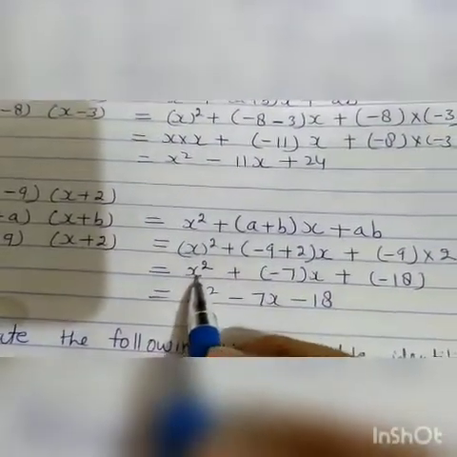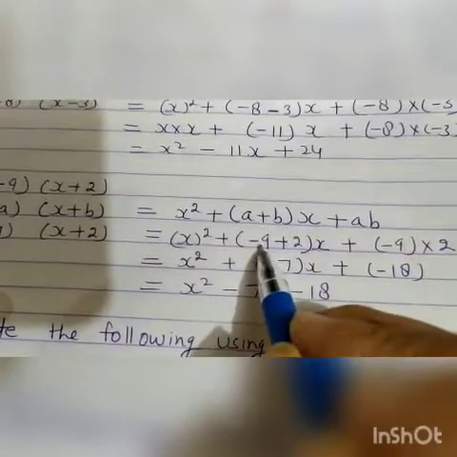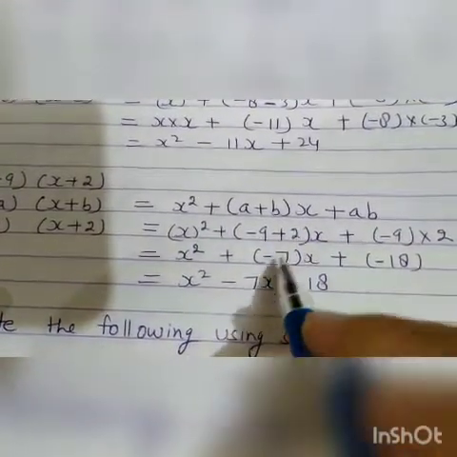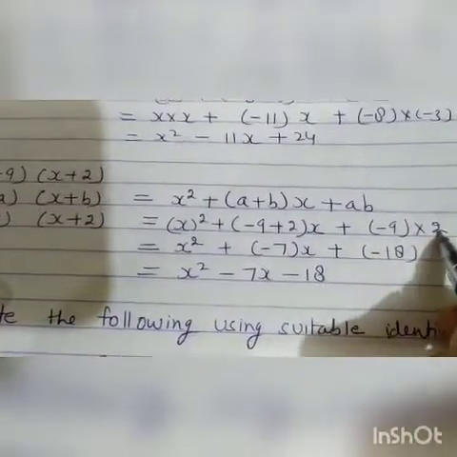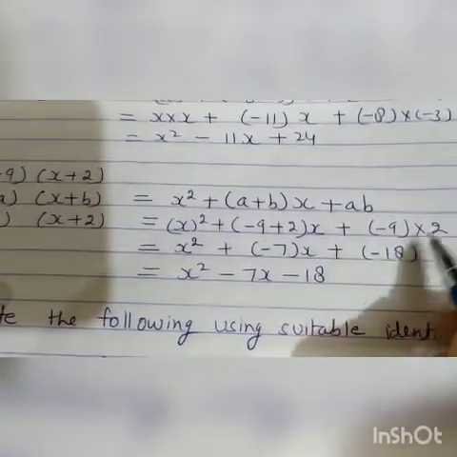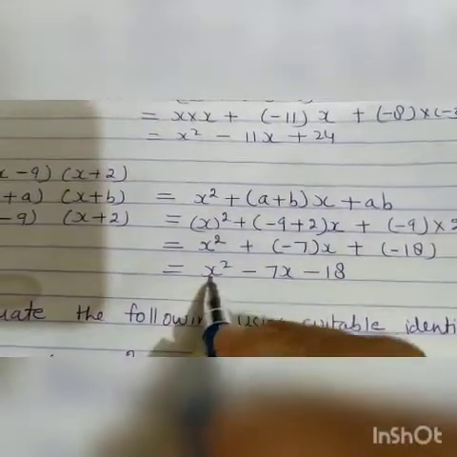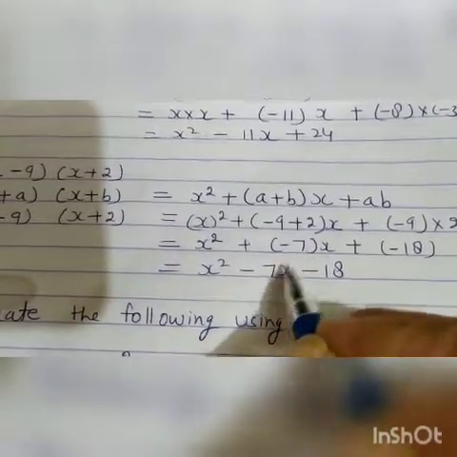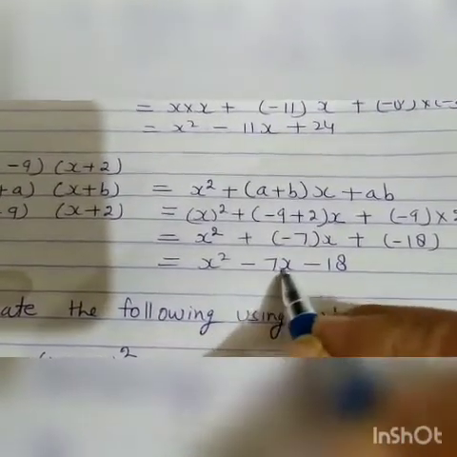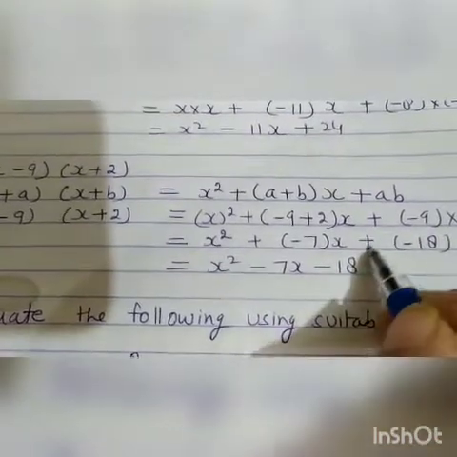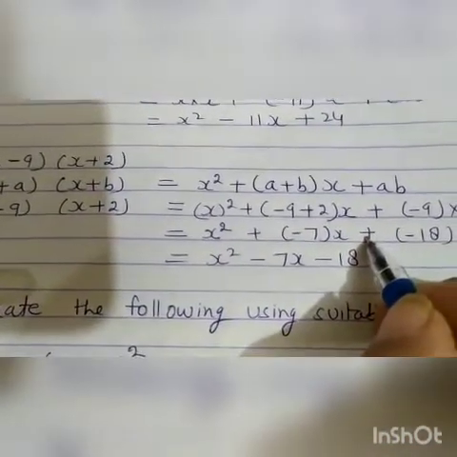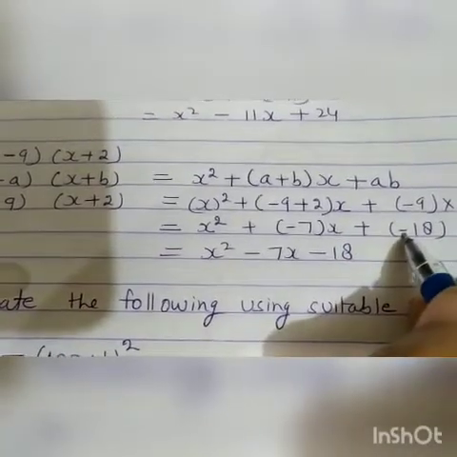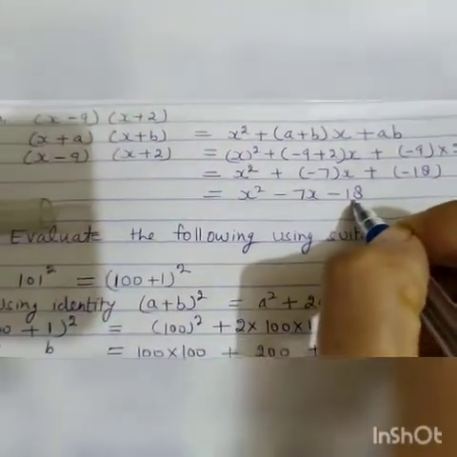x² plus, solving it, −9 + 2 will be −7, multiplied by x, plus −9 multiplied by 2, which will be −18. So x² − 7x, and plus −18. Here out of the bracket there is a plus sign, so the sign will not change, it will be −18.